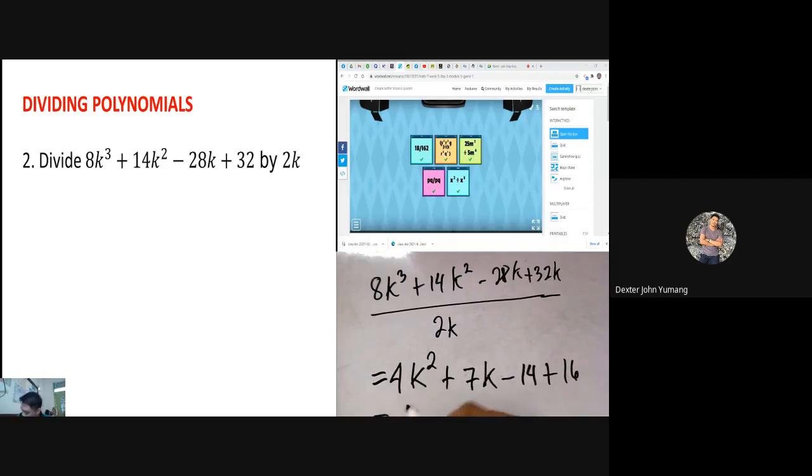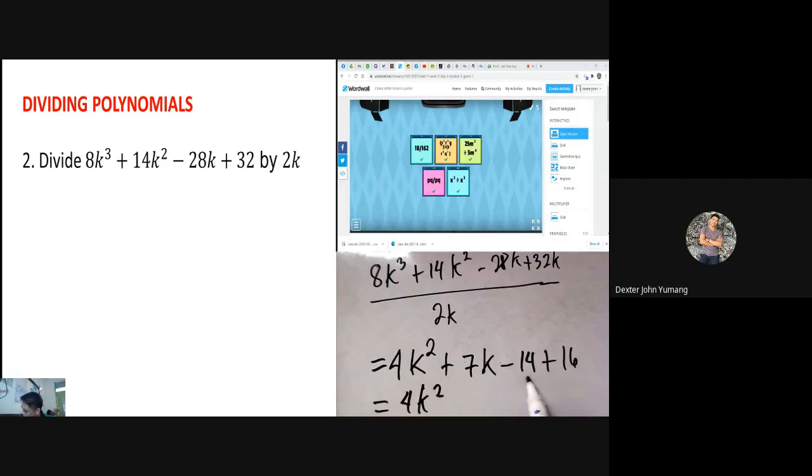Or, pwede pa natin simplify, 4K squared. Kasi pwede pa pong i-add ang 14 at saka 16. Tama? Plus 7K. Okay, 14 plus 16. Kaso lang, negative si 14. Meron pang utang na 14, kaso lang binayaran mo ito ng 16. So, ilan yung sobra mo? 2 pesos. So, therefore, sobra siya, that is positive. So, this is now the answer. Please copy the answer now.